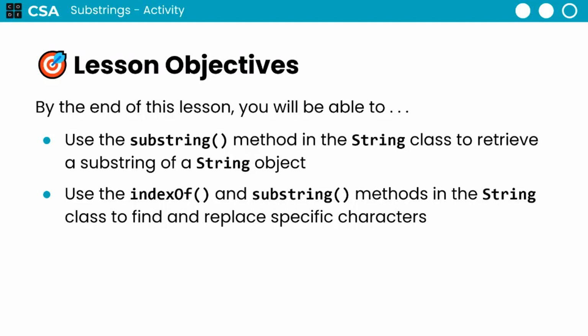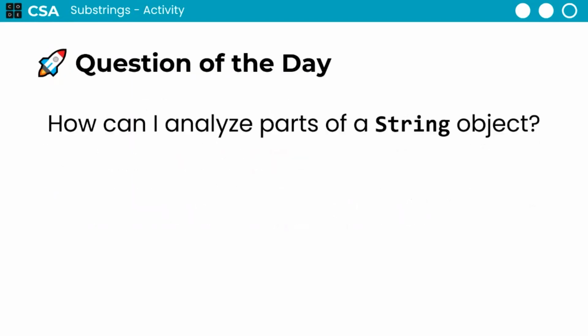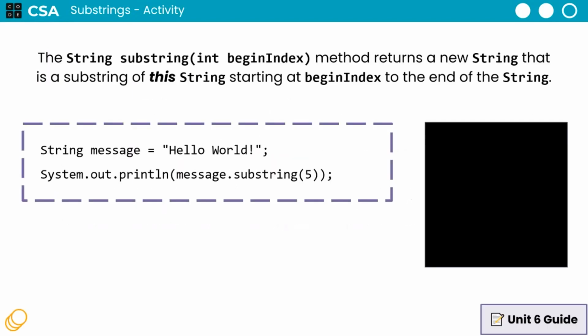You can actually use something called the substring method, and this is all in that God tier string class, to go ahead and retrieve some sort of substring of the string object. And I'll show you what that looks like here. Okay, so the combination of indexOf and substring are going to be a pretty powerful duo to work with. So let's get started right here.